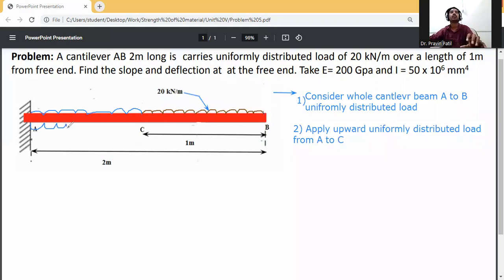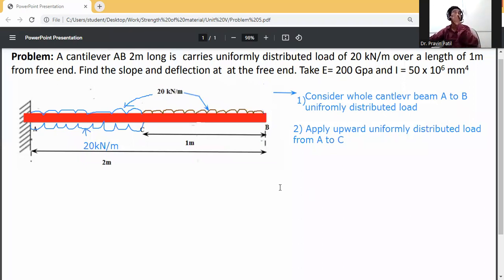The quantity is the same, that is 20 kilonewton per meter. So A to C will also be 20 kilonewton per meter. The downward load over the whole span is also 20 kilonewton per meter. This is just an assumption.